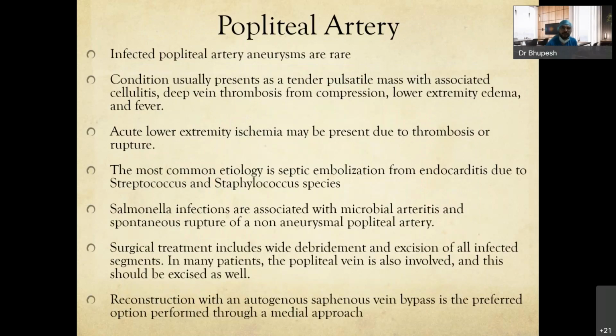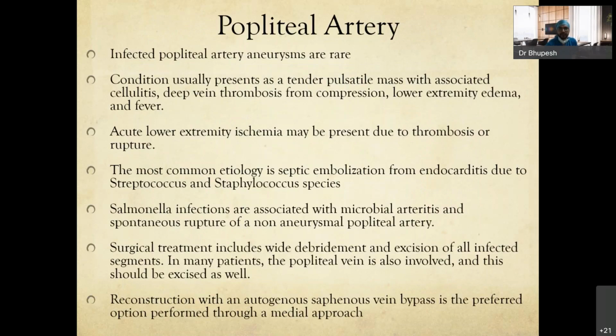Then we come to the popliteal artery. Infective popliteal aneurysms are very rare. The condition usually presents as a tender pulsatile mass with associated cellulitis, deep vein thrombosis from compression, lower extremity edema, and fever. Acute lower extremity ischemia may be present due to thrombosis or rupture.